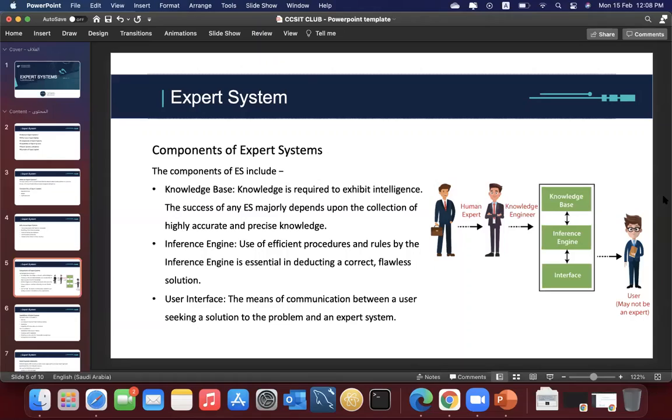So basically, the way that the expert system works and functions is that the user who is working with the expert system, who may not even be an expert, will enter the problem that we are facing. The interface will communicate with the inference engine to locate the most appropriate solution from the knowledge base. When this particular solution is found, it will be viewed by the interface and the expert system to the user.